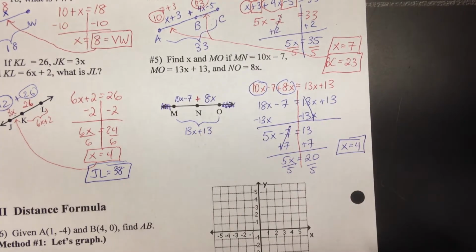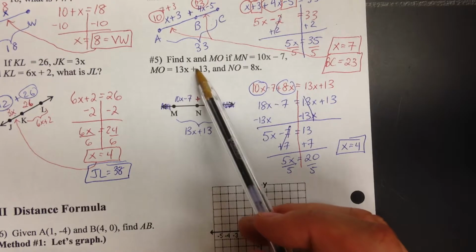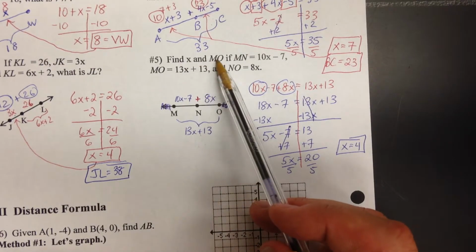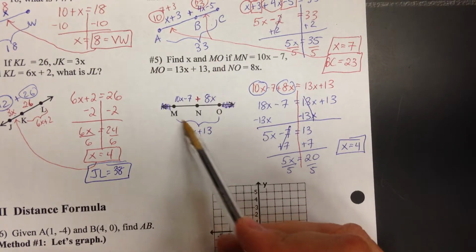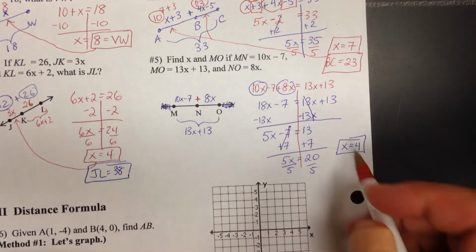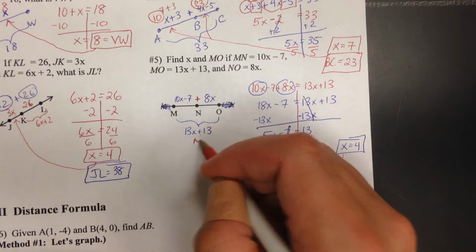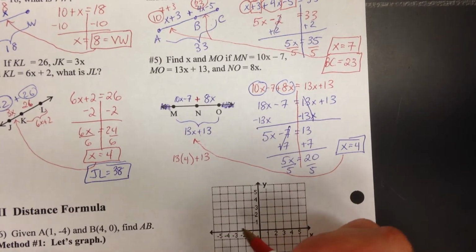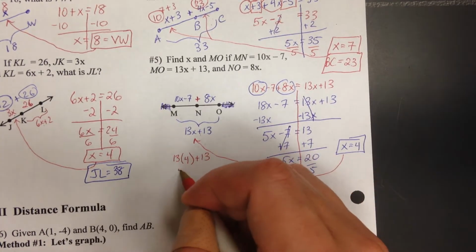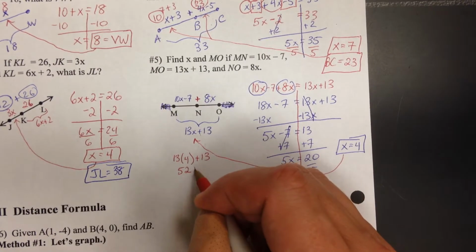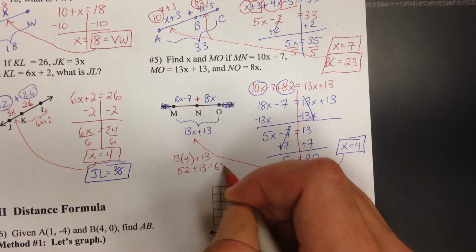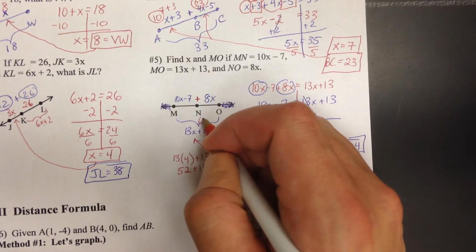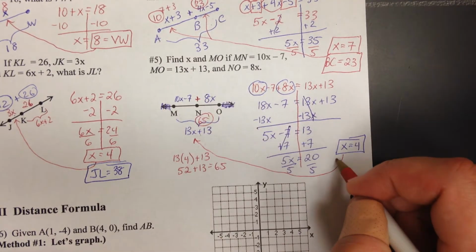Now before you stop, take a look at the question. What did they want you to find? Find x and the length of MO. So MO is this whole thing. I'm going to take the 4 and plug it in here. So that's 13 times 4 plus 13. Now again, you can use a calculator, but that will be 52. I multiply first, then I add 13, and I get 65. So this whole thing here is 65.